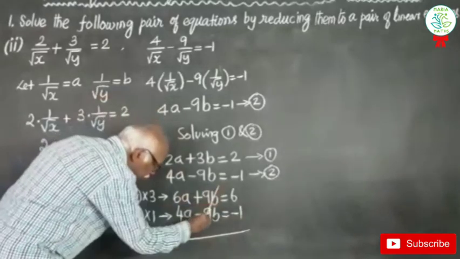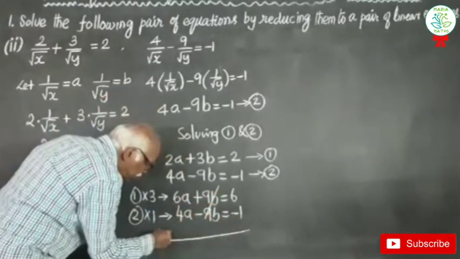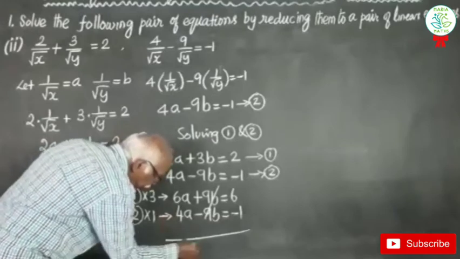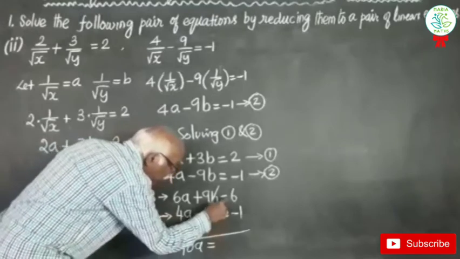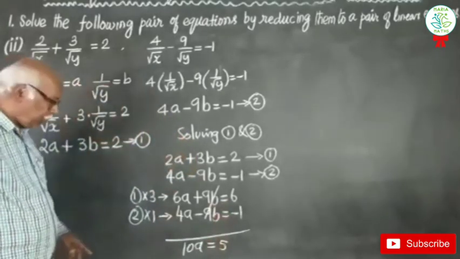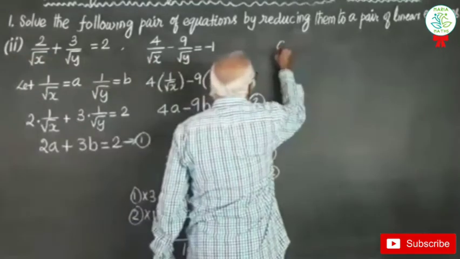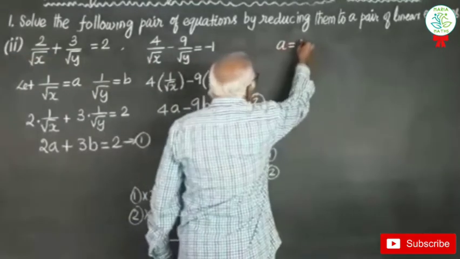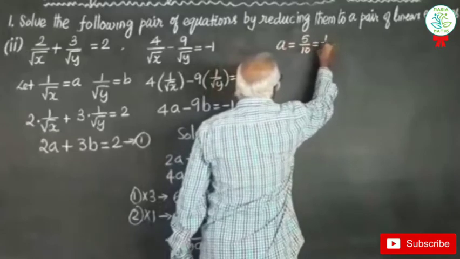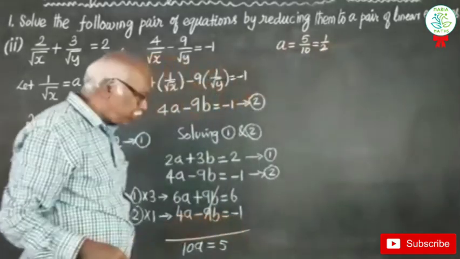Plus or minus cancel. Now, 6a plus 4a, 10a, equal to 6 minus 1, 5. 10a is equal to 5. Now, a equal to 5 by 10, which is 1 by 2. A is 1 by 2.